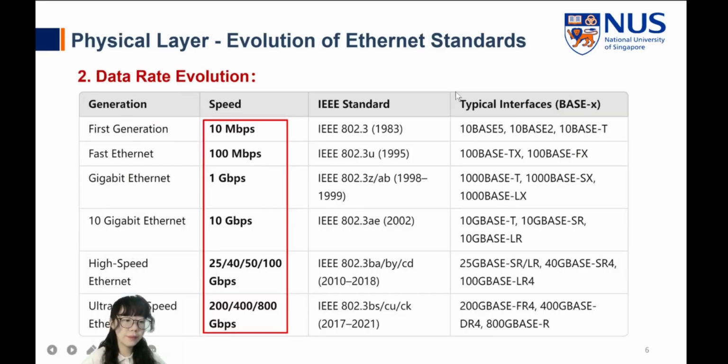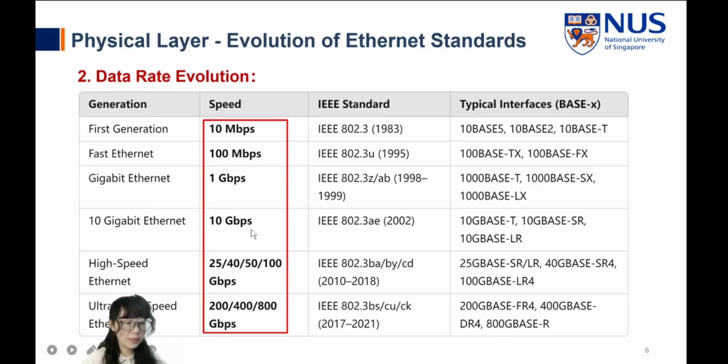Alongside the media, Ethernet speed has also grown a lot. At the start, speed was just 10 megabits per second. This was the first generation. And Fast Ethernet increased that to 100 Mbps. Then came Gigabit Ethernet with 1 Gbps, which is still common today.